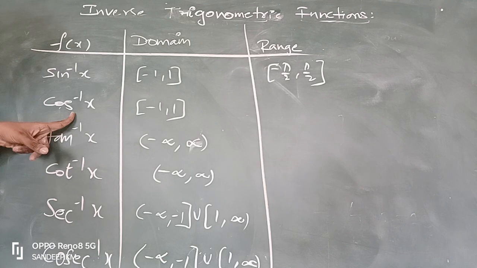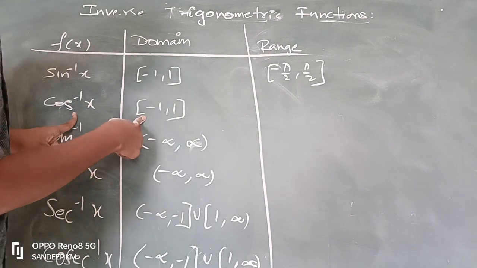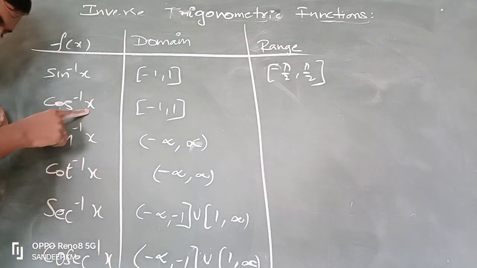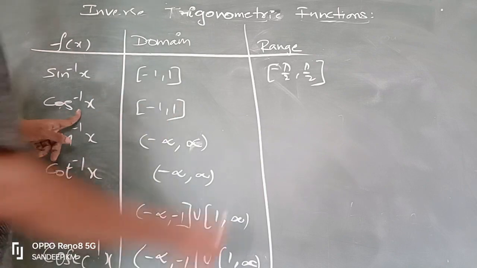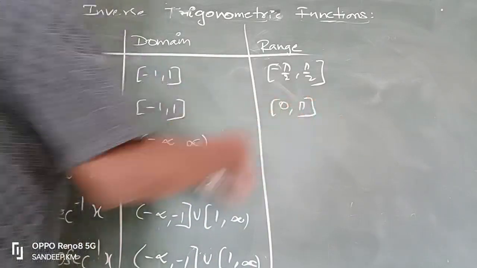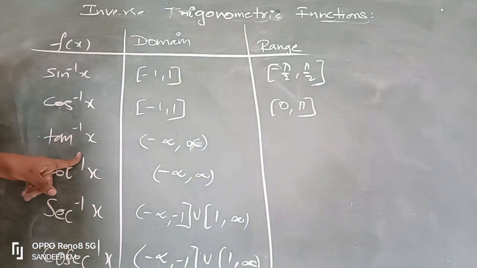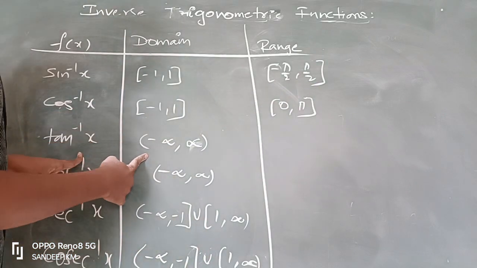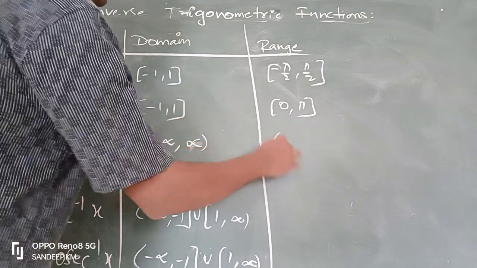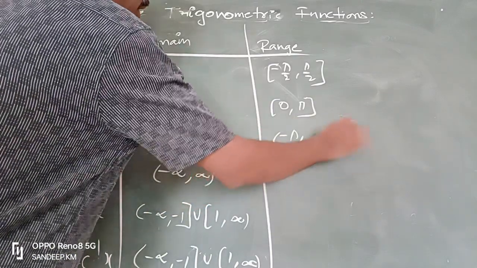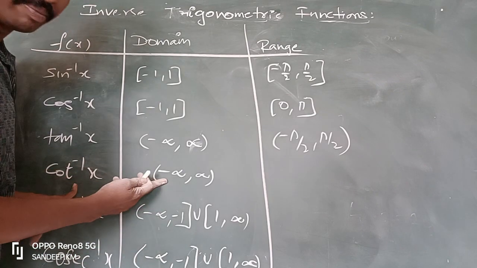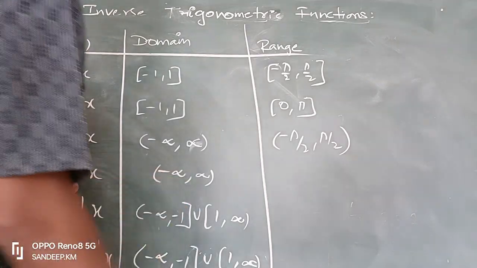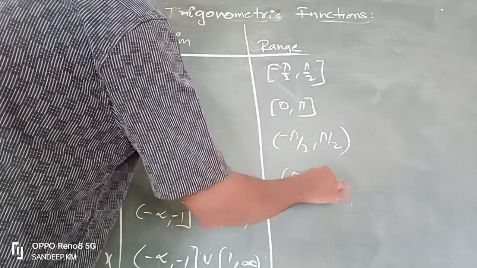For cos inverse x also, its domain is from minus 1 to plus 1. That means in place of x, I can substitute any value from minus 1 to plus 1, and its range is 0 comma pi. Next, for tan inverse x, its domain is minus infinity to plus infinity, and its range is between minus pi by 2 comma plus pi by 2. And for cot inverse x, the domain is minus infinity comma plus infinity, and the range is between 0 comma pi.